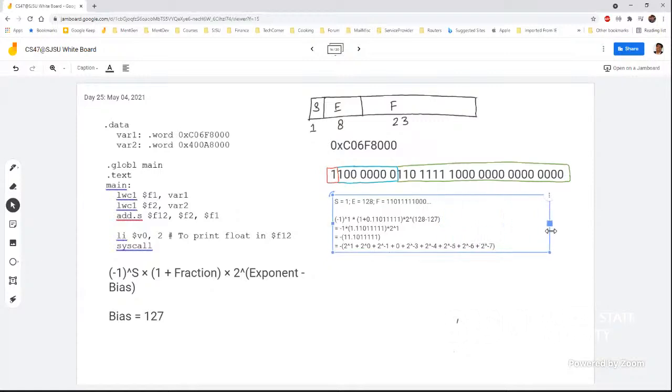Now these are all in decimal format, and then you use a calculator. It will become something like 3.7421875. So this bit pattern represents this decimal value. So we do the same thing for the other bit pattern, which is 0x400A8000.